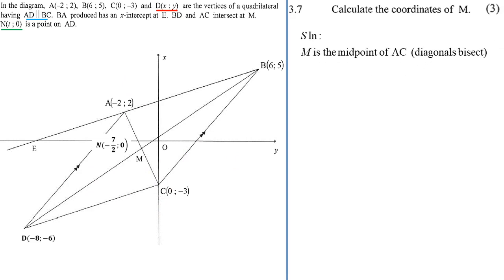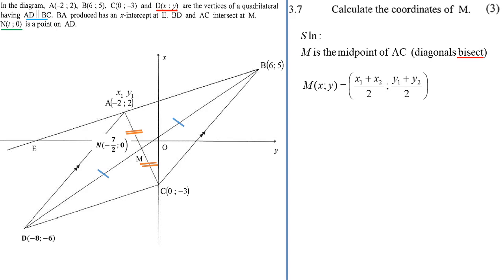For these 3 marks, you just write down the formula. When you say M is the midpoint of AC, it is because diagonals bisect. Why? Because this is a parallelogram. We have proven that in 3.6. But what do we mean when we say it bisects? It means MB is equal to DM, and at the same time AM is equal to MC. Remember, this is a parallelogram. Put down the formula.